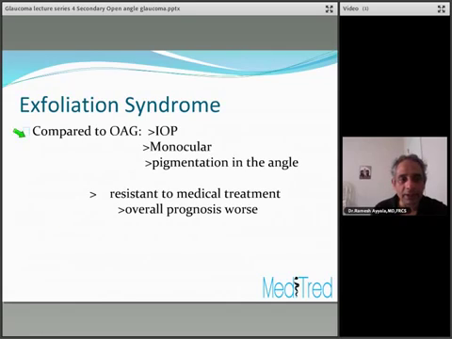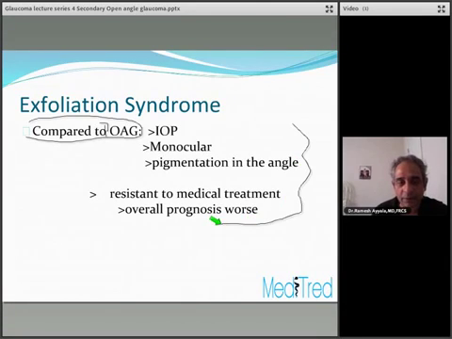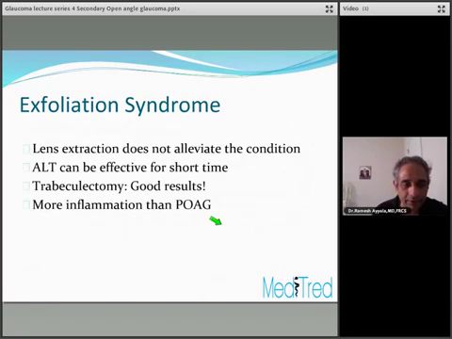So compared to primary open-angle glaucoma, I should have mentioned a P here, which I will do right now. So compared to primary open-angle glaucoma, these patients with exfoliation syndrome have higher intraocular pressure, are more likely to be monocular at presentation, and will have pigmentation in the angle. And these patients are resistant to medical treatment, and overall prognosis is worse. Now, this is in comparison to primary open-angle glaucoma. This again is important for you not only to remember from the treatment point of view, but also from your boards point of view.